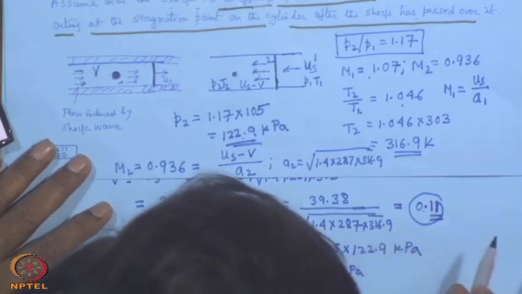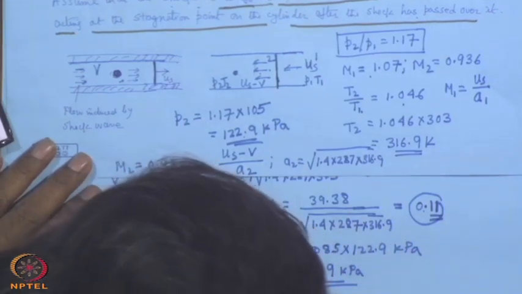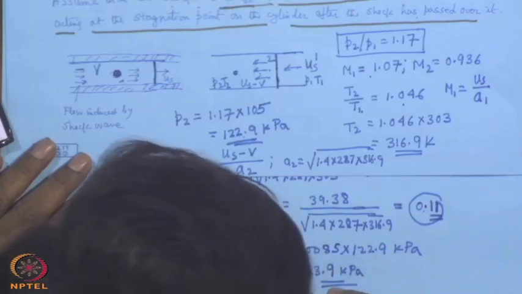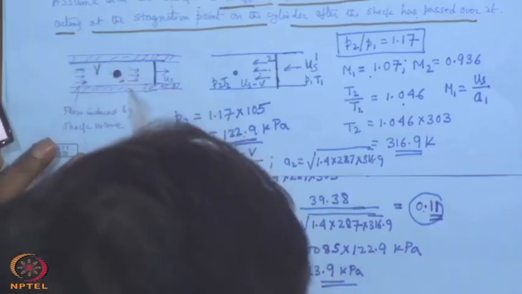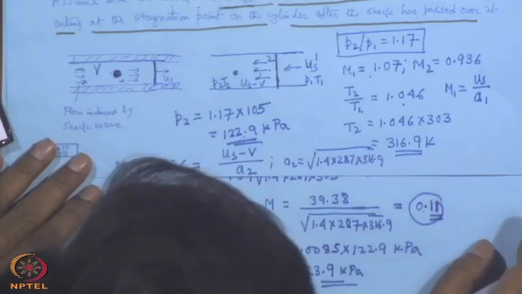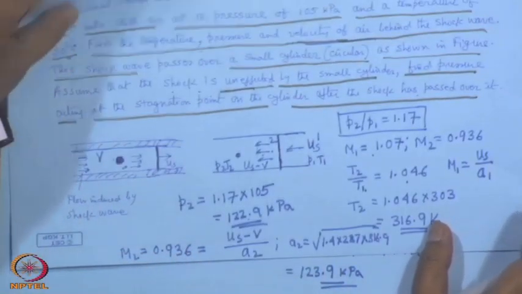So it is clear that you can find out the value of the Mach number, and you can find out the value of the stagnation point pressure.